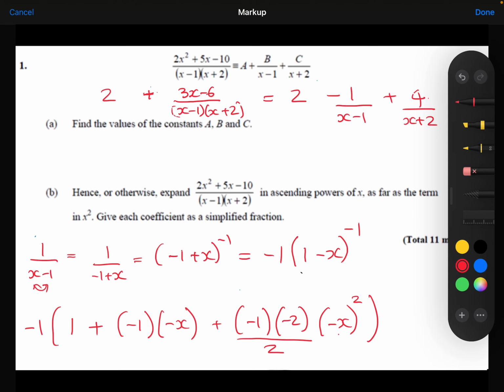Right, simplifying each of these then, we'll keep that minus 1 at the front there. The first term is just 1. Then minus 1 times minus x is plus x. Minus 1 times minus 2 is plus 2. Divided by 2 is just 1. We've then got the minus x squared, which would be plus x squared.